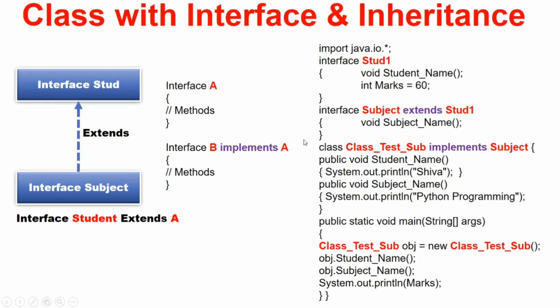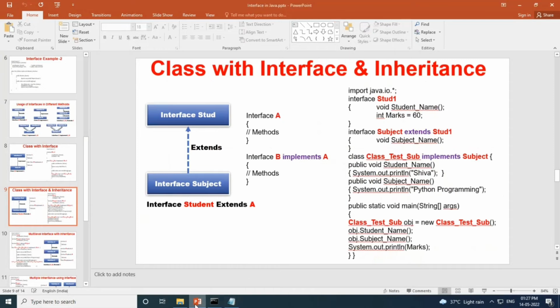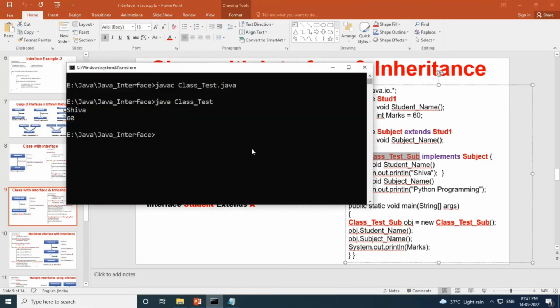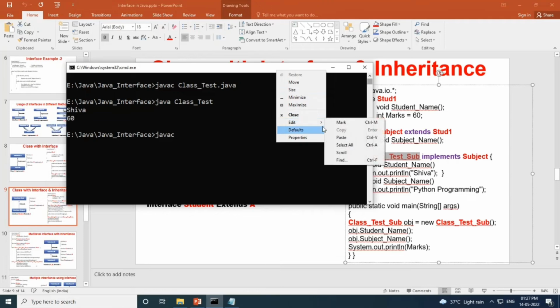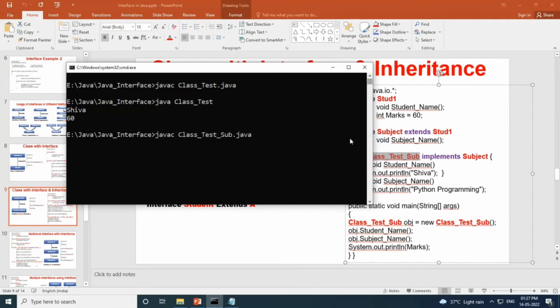Now let's see how the output will be. This is the general structure of an interface. Here we have interface 1, and interface 2 extends interface 1. So let's see the output. Our class name is class_test_sub. Let's compile it with javac filename.java.